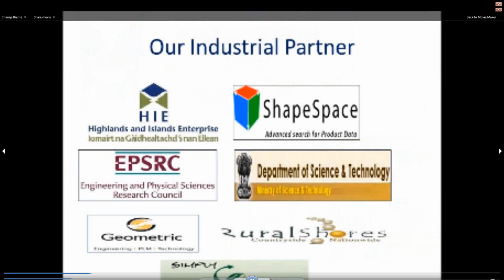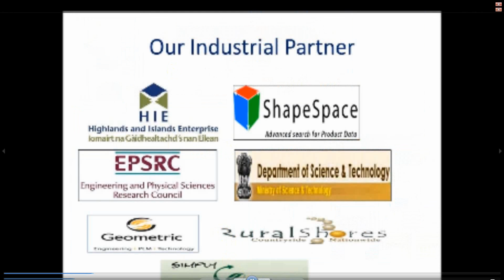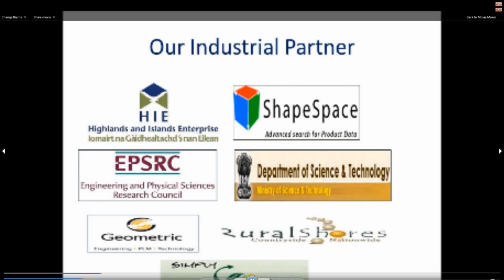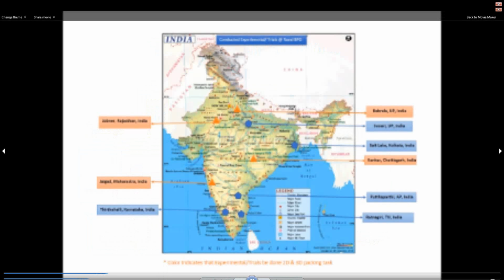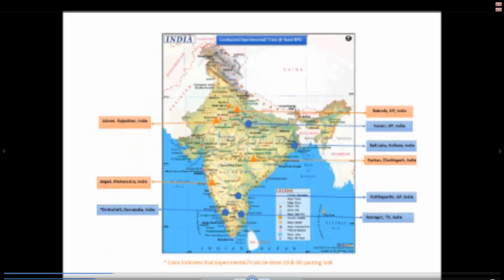as well as the UK. Our industrial partners are HIE, Safe Space, EPSRC, Department of Science and Technology, Geometrical, Rural Source, and Simply Grameen. We have conducted different data sets of 2D and 3D packing trials in India across different parts. You can see in the map we have conducted the trials according to the geographical conditions of India, in different locations with different backgrounds of rural workers.